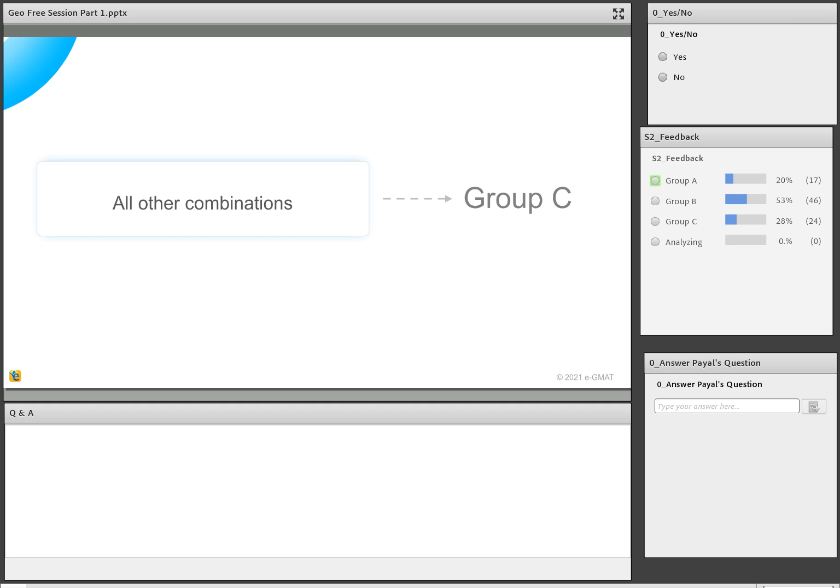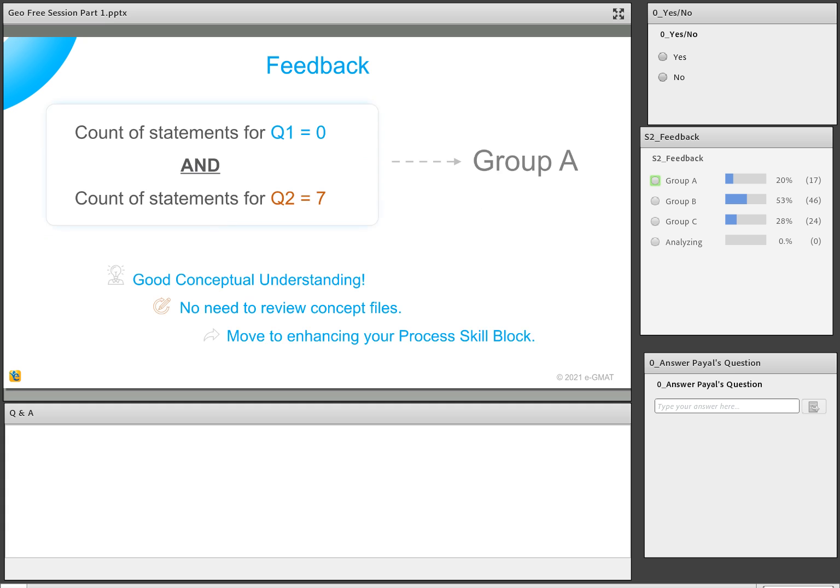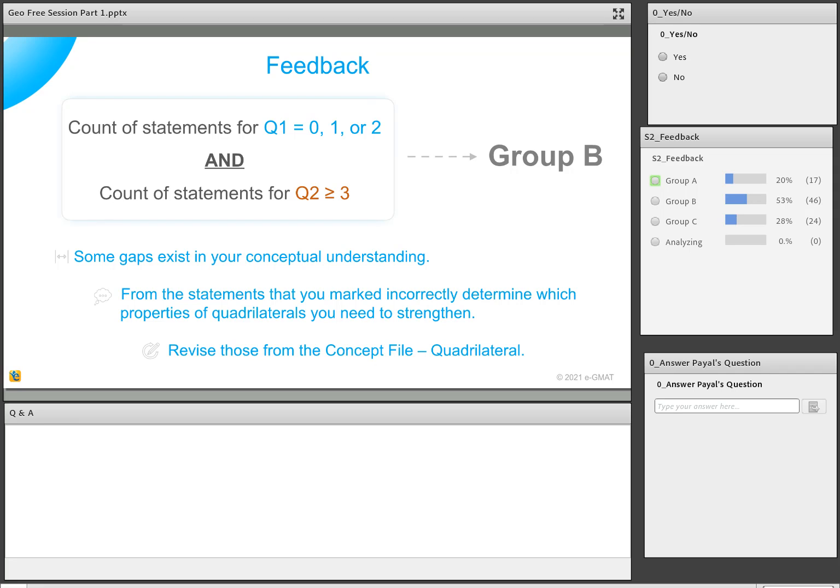Now here comes your feedback. For those of you in group A, you have good conceptual understanding. That's the feedback you're getting based on your performance in this session on concepts pertaining to quadrilaterals. You don't need to review any concept files regarding quadrilaterals. You know the concepts well enough. You need to move to enhancing your process skills, and that's what we're going to be working on in this session. Now, for those of you in group B, there are some gaps. It's not like you don't know the concepts.